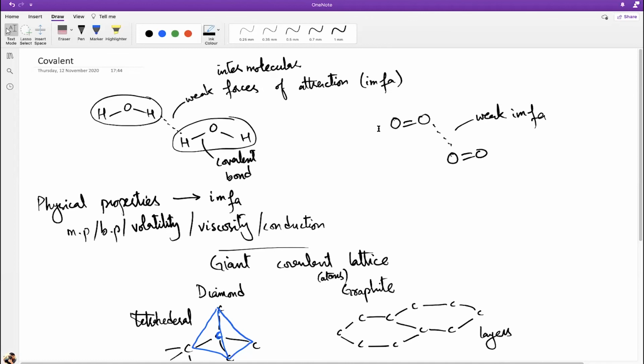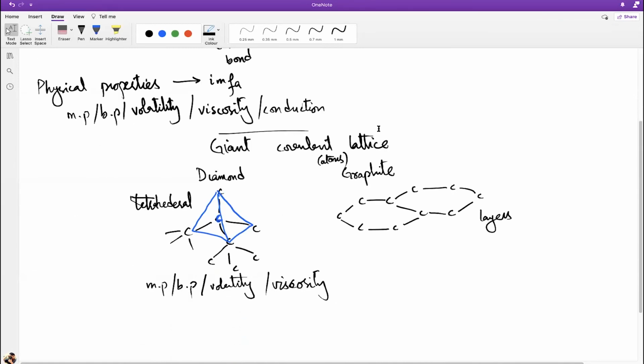In the case of molecules, we have weak intermolecular forces of attraction, which means they are weak, they're easily overcome, melting point is low, boiling point is low, volatility is high, viscosity is low, and they don't have any free electrons, no conduction. In the case of giant lattices, we know that diamond has no free electrons, no conduction. Diamond has strong force of attraction. So melting point is high, volatility is low, viscosity is high. Why? Because you need to supply a lot of energy for that to break.